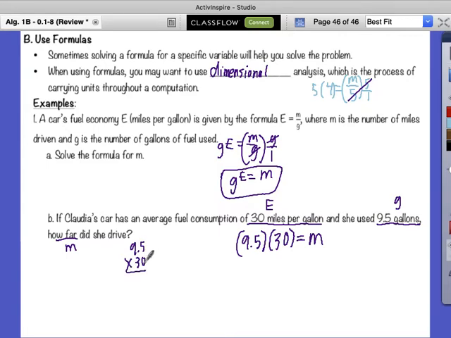What's 0 times 5 and 0 times 9? Just 0, right? We can just drop a 0. What's 3 times 5? 15. Put the 5 down, carry the 1. What's 3 times 9? 27 plus 1? 28. How many numbers started behind the decimal? 1. How many numbers end behind the decimal? 1. So how far did Claudia drive? 285 miles. So on 9.5 gallons of gas, she was able to go 285 miles.